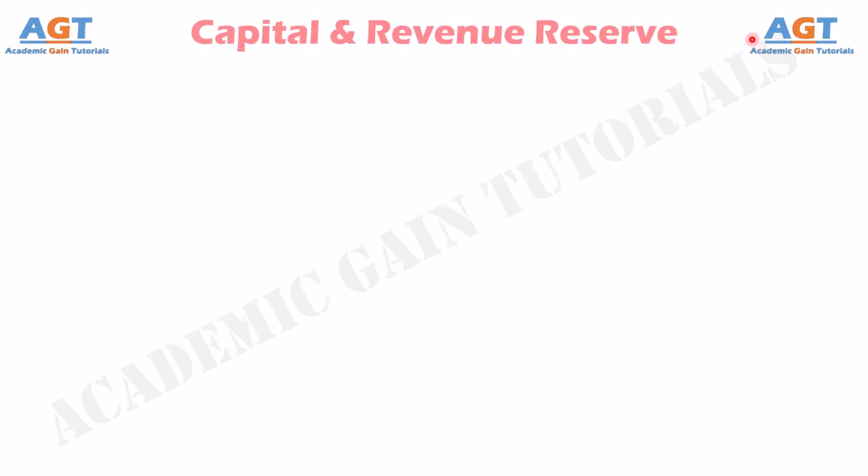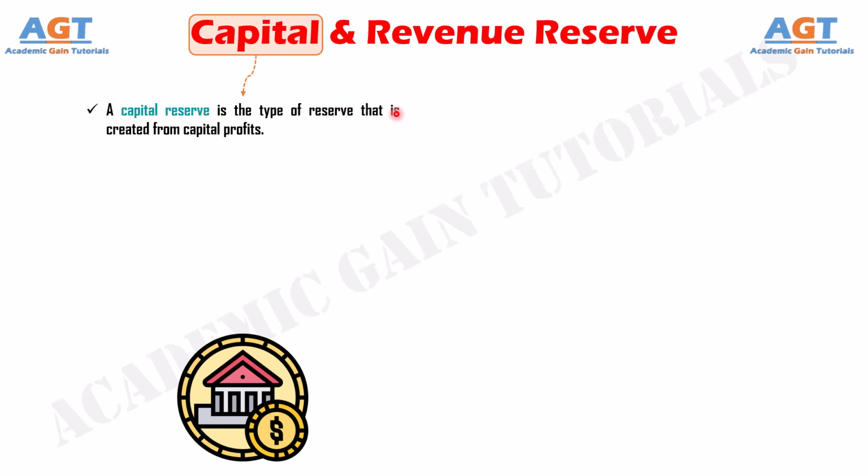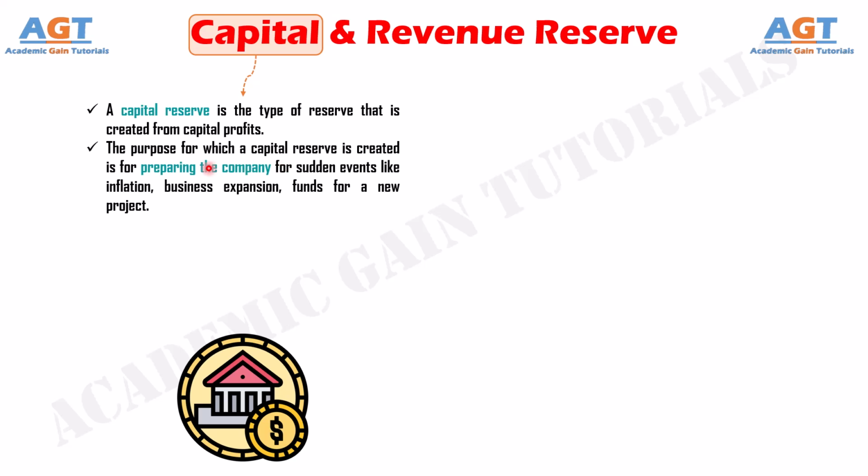In this video, we will look into the differences between capital reserve and revenue reserve. A capital reserve is the type of reserve that is created from capital profits. The purpose for which a capital reserve is created is for preparing the company for sudden events like inflation, business expansion, funds for a new project.